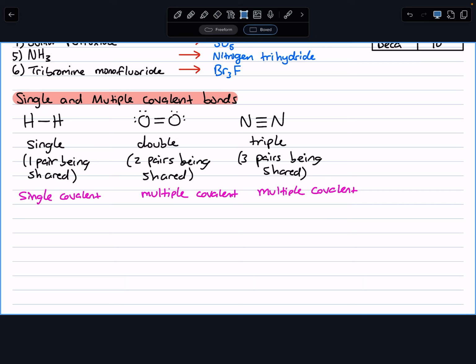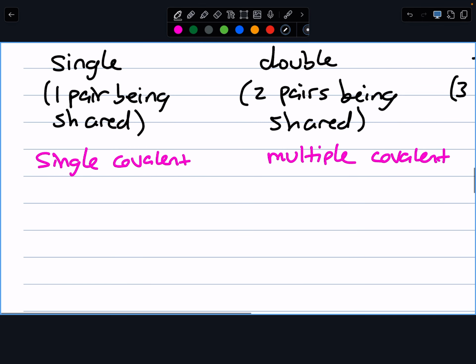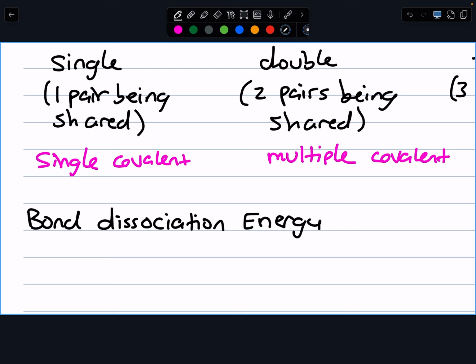Perfect. Now, everyone understands what a lone pair means, so I don't have to go over it. Okay, good. So now let's get to the meat and potatoes of this chapter. We're going to start off with bond dissociation energy. All right, let's define what that means. What does bond dissociation energy mean? Energy it takes to break a bond. Yeah. Okay, energy needed to break a bond.